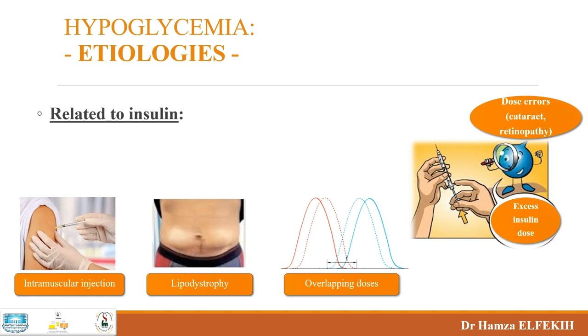Sometimes the patient does the injection correctly, but he takes more than the usual dose because he has cataract or retinopathy. So in this case, he might have an excessive dose.